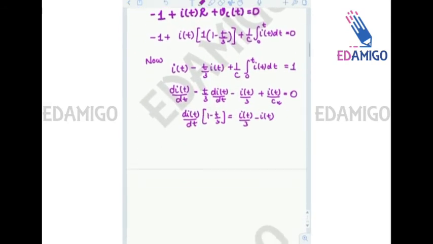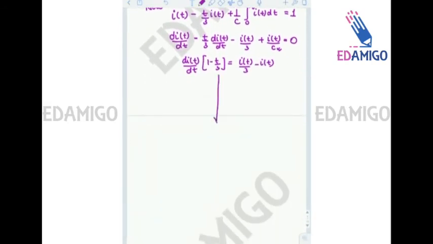Okay. Now from this equation we can see that di/dt is equal to minus 2 by 3 i(t) divided by 1 minus t by 3. Or we can solve it, then we get 2 times i(t) by 3 minus t, di/dt.